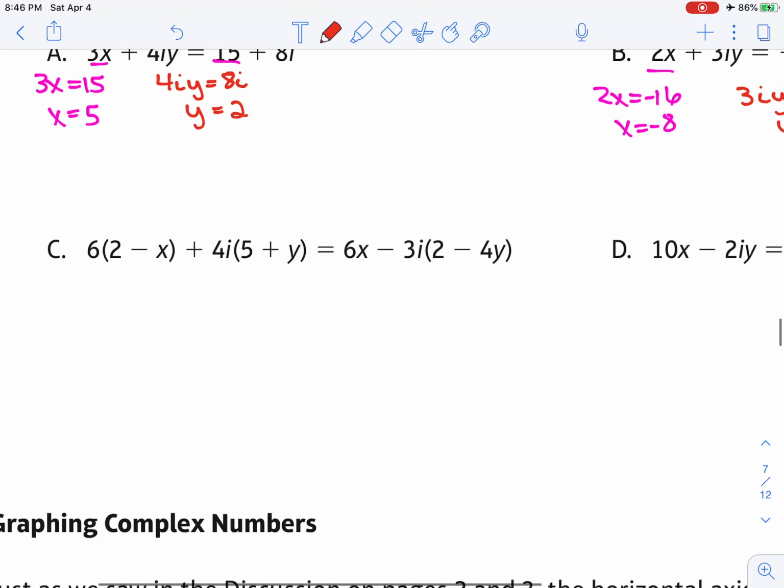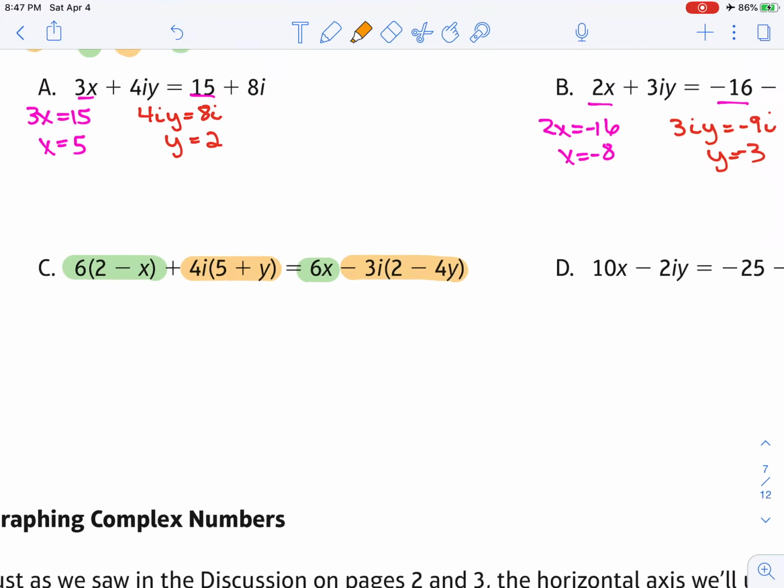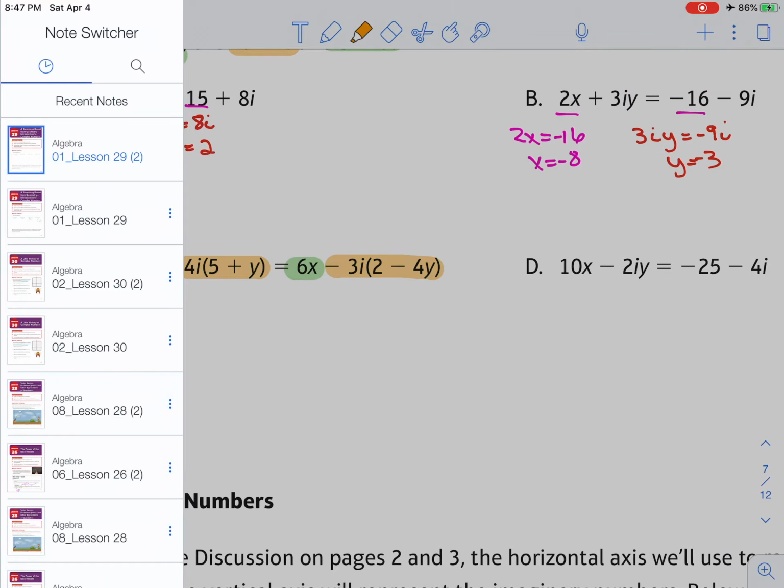Okay, I want you to do C and D, and I will give you a hint for C. This part, and this part, this part, and this part. Okay, do C and D.